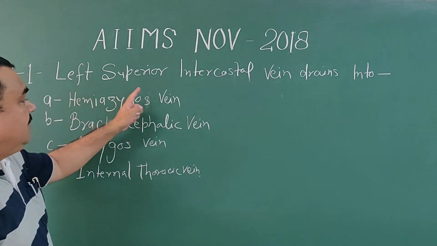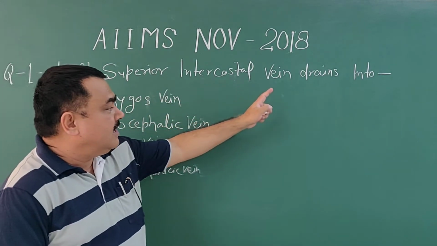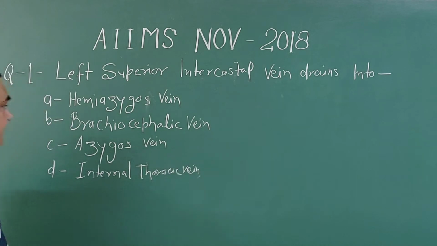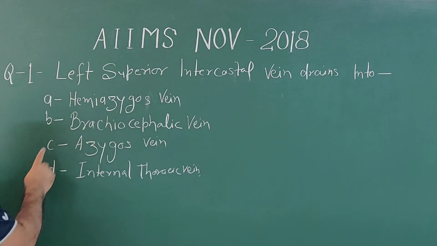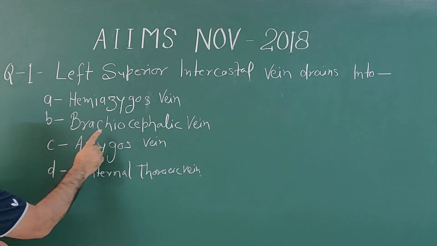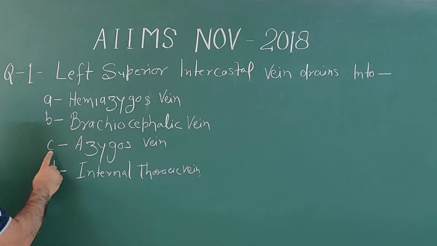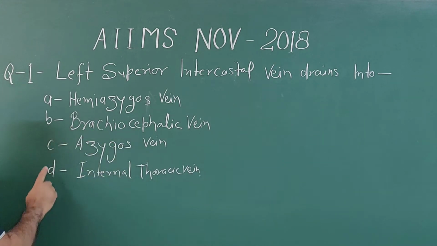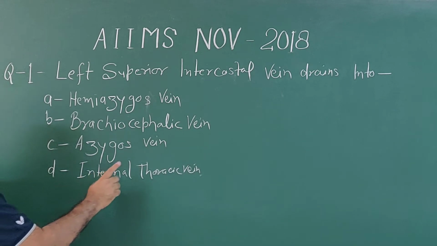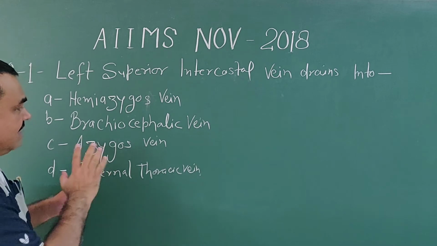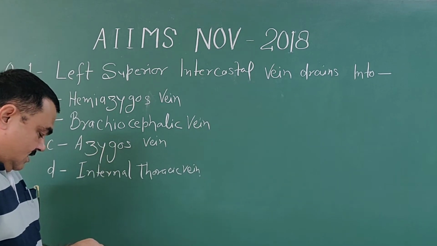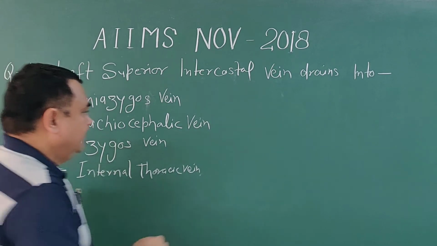Left superior intercostal vein drains into. Options are A. Hemiazygous vein, B. Brachiocephalic vein, C. Azygous vein, D. Internal thoracic vein. So first of all, we'll make a diagram.